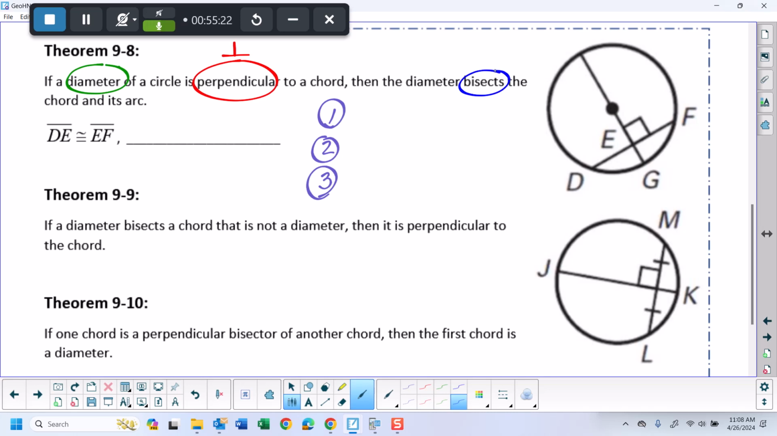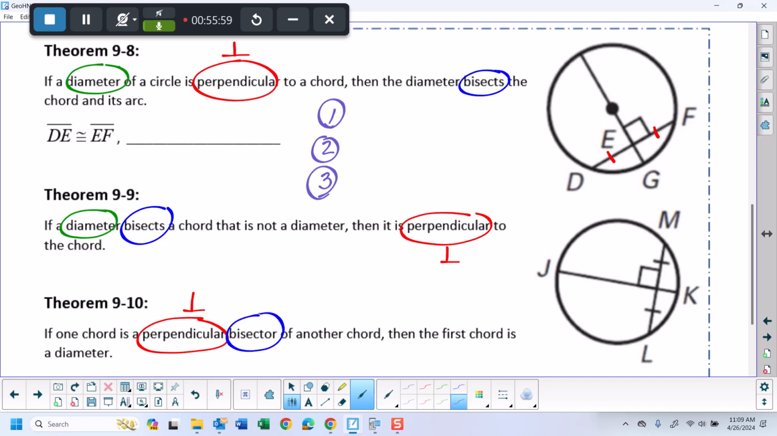Read the next sentence. If the diameter is a bisector, then it's perpendicular. If this is a diameter and it cuts this in half, then we have a perpendicular relationship. Here's our third scenario. If you have a chord that's perpendicular and it's a bisector, then you have a diameter.